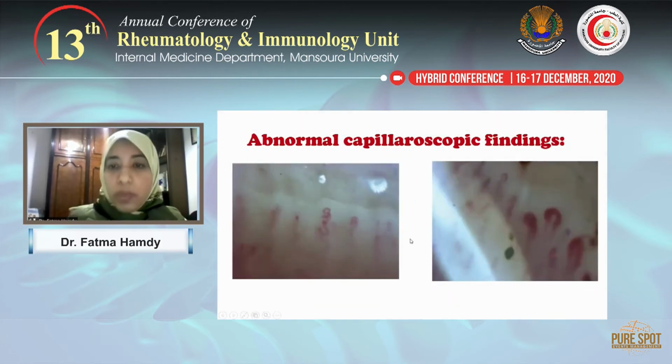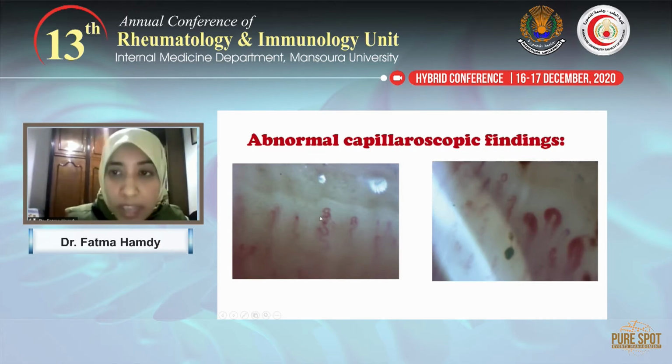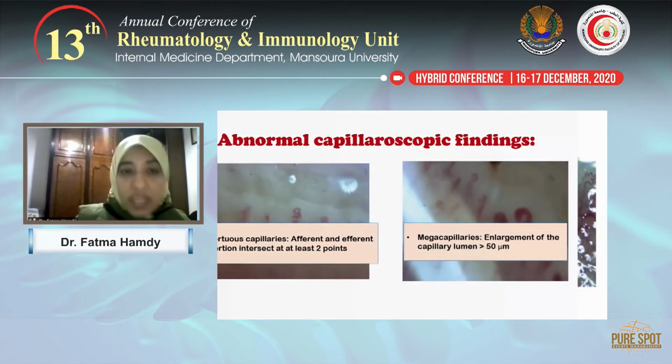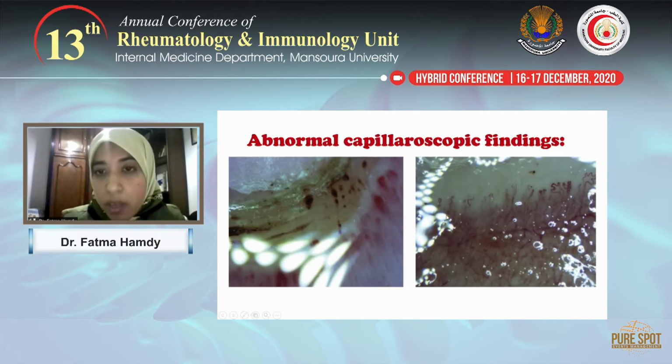What are the abnormal findings? We can note here that there is an increase in the diameter of the capillary. This is called a giant or mega capillary. Also, we can find this tortuous capillary, in which the afferent and efferent capillary loops intersect at two or more points. Also, we can see here that there is hemorrhage, points of hemorrhage, and also hemosiderin deposition. Here we can find ramified capillaries and new angiogenesis.